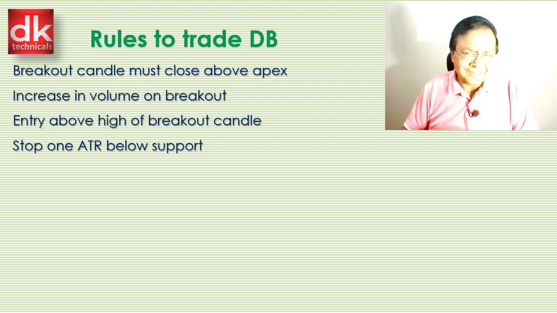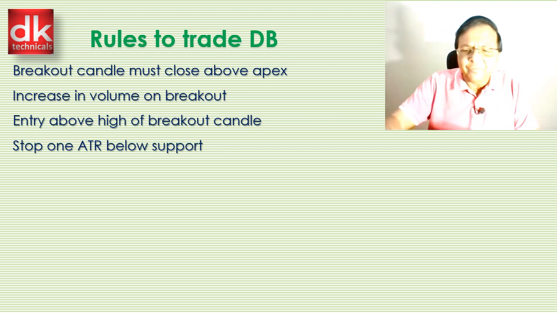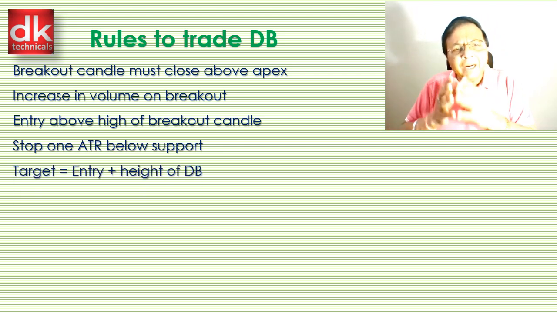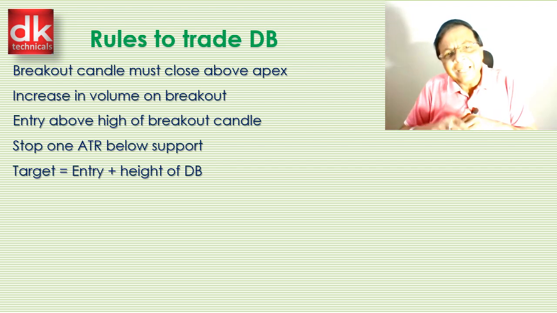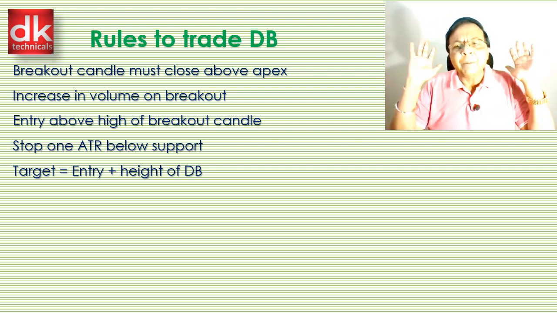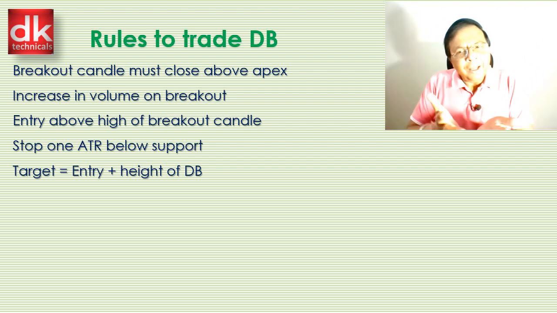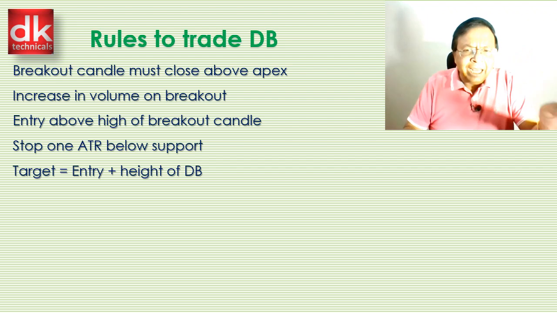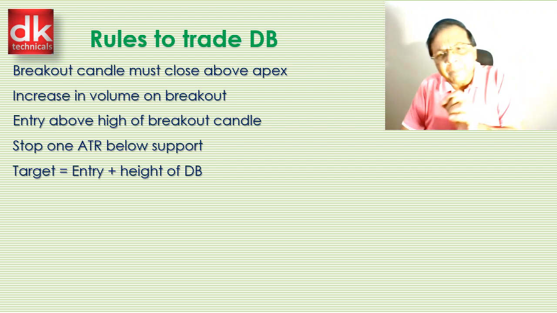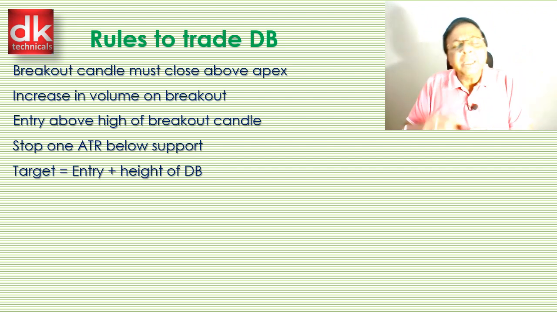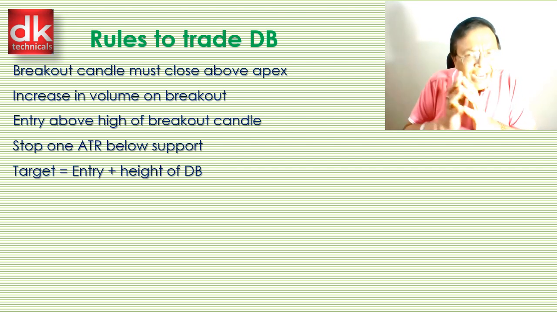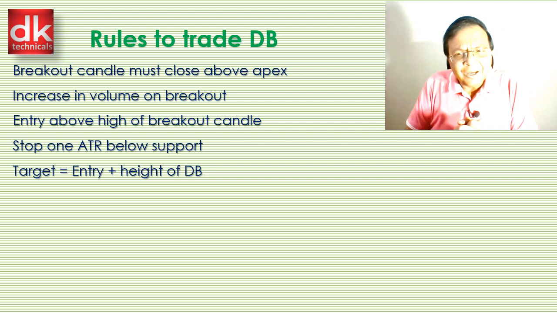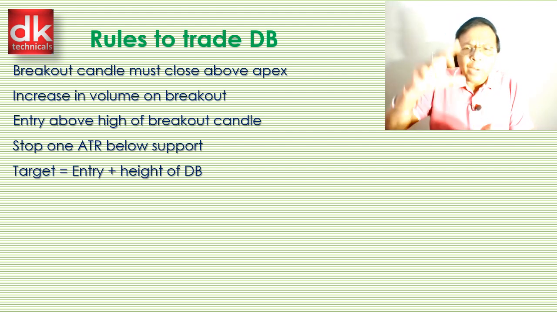And then friends, what will be our target? Our target would be the entry plus the height of the double bottom, or the neckline value plus the height of the double bottom. Here I have written entry plus double bottom height simply because the minimum objective for any chart pattern is what we are discussing. If you add the height over the neckline, it is the minimum target.